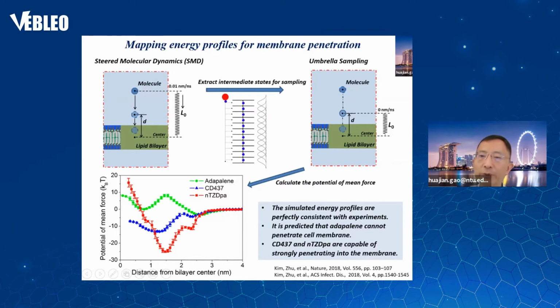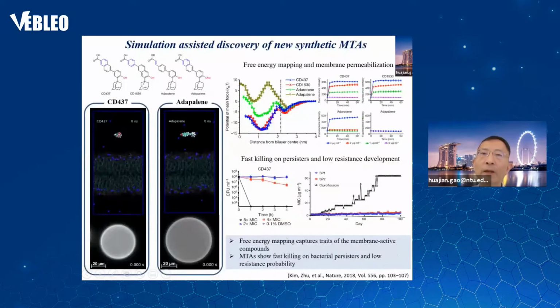The simulated energy profile is perfectly consistent with experiments. It is predicted that adipolene cannot penetrate the cell membrane, and the other two molecules, CD437 and NTZD-PA, are capable of strongly penetrating the membrane. Based on this insight, we can go and talk to our collaborator from the medical school, from chemical engineers.